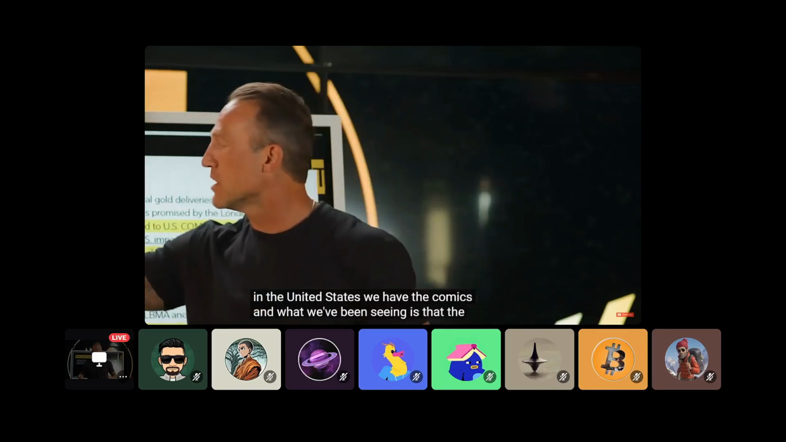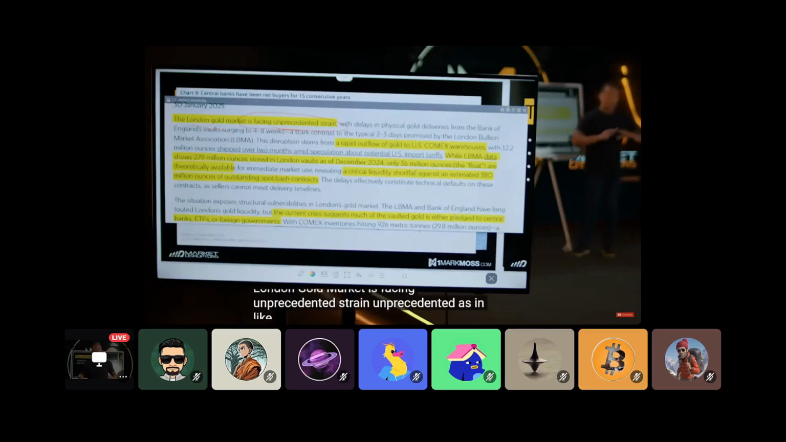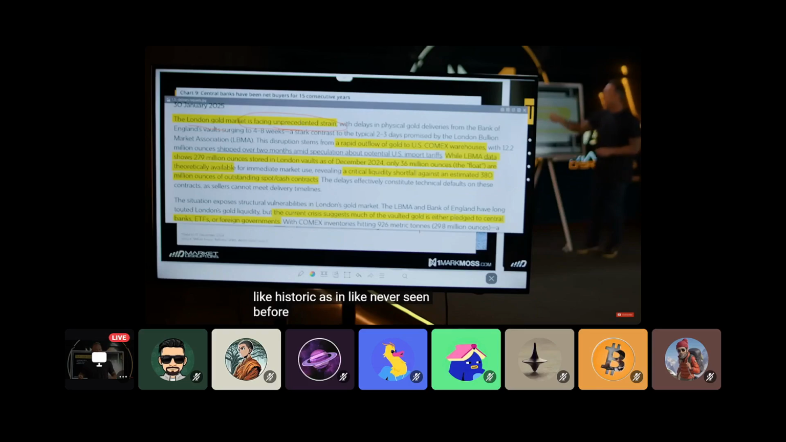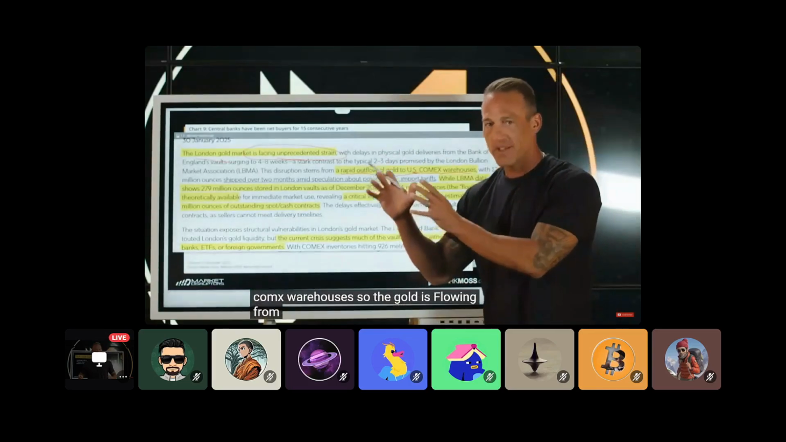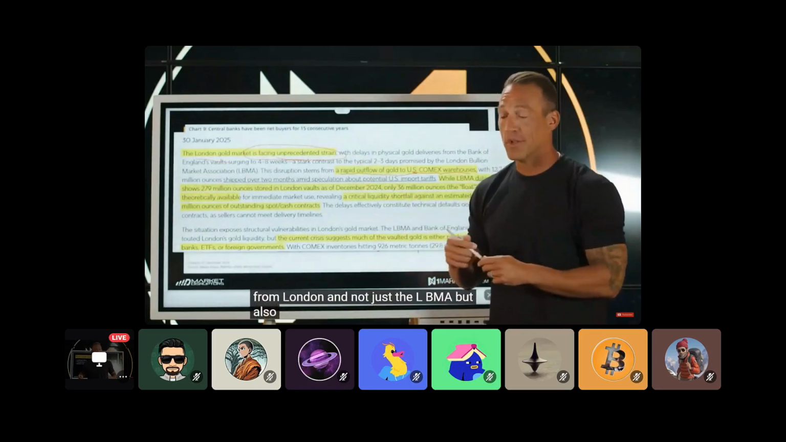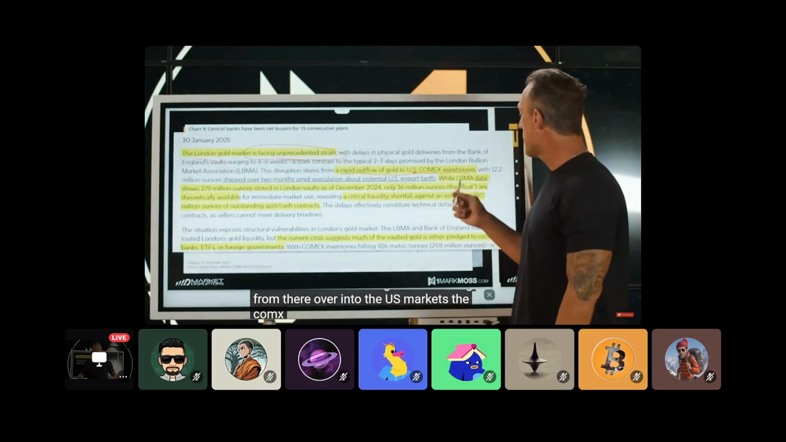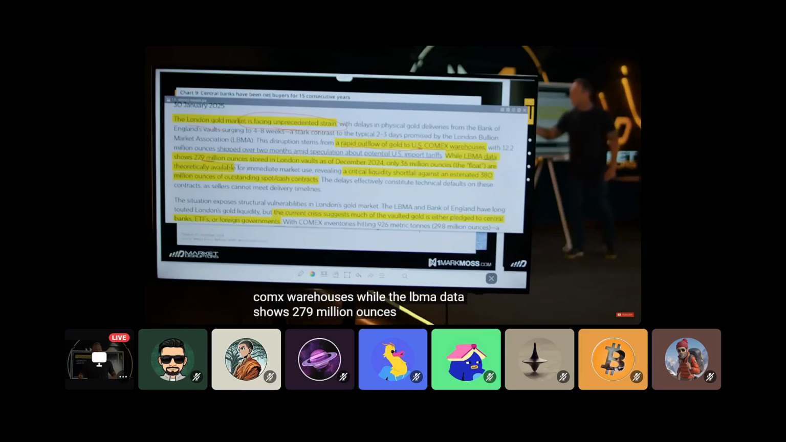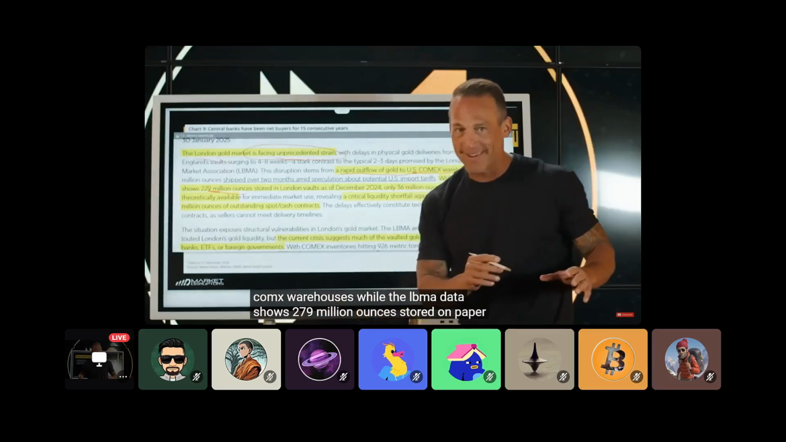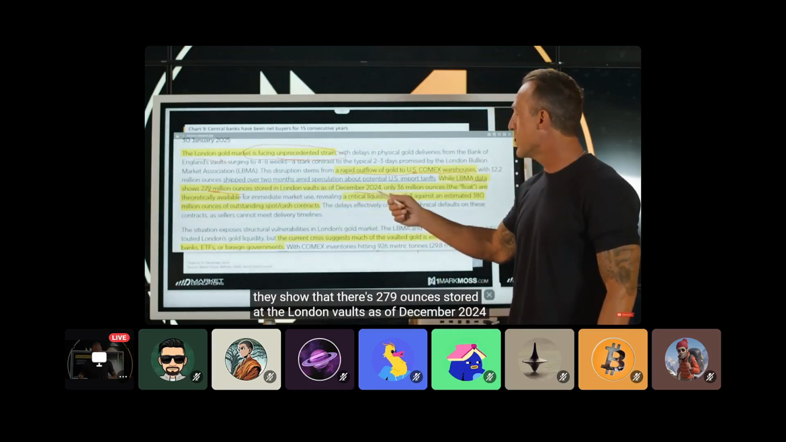And what we've been seeing is that the London gold market is facing unprecedented strain. Unprecedented, as in historic, as in never seen before. A rapid outflow of gold to the US COMEX warehouses. So the gold is flowing from London, and not just the LBMA, but also the BOE, Bank of England, flowing from there over into the US markets, the COMEX warehouses, while the LBMA data shows 279 million ounces stored on paper at the London vaults as of December 2024.